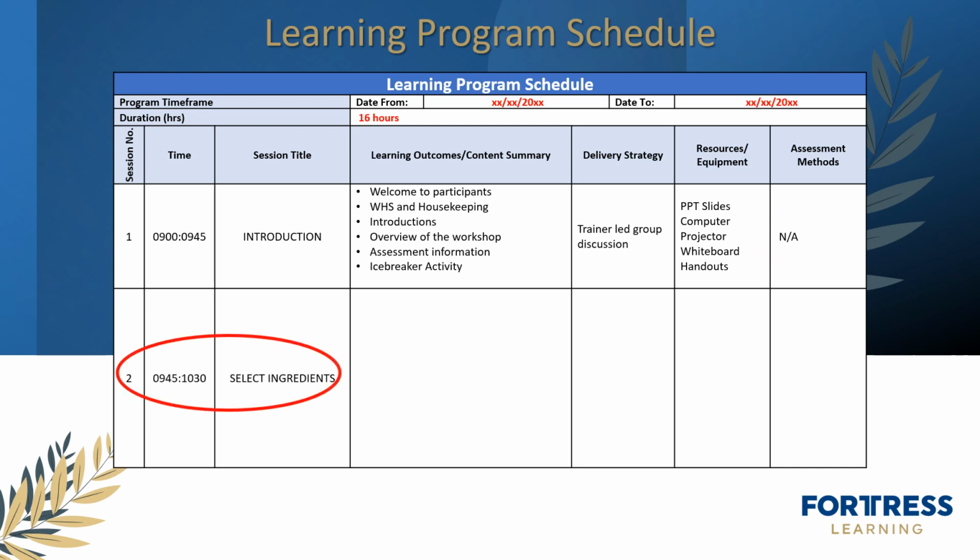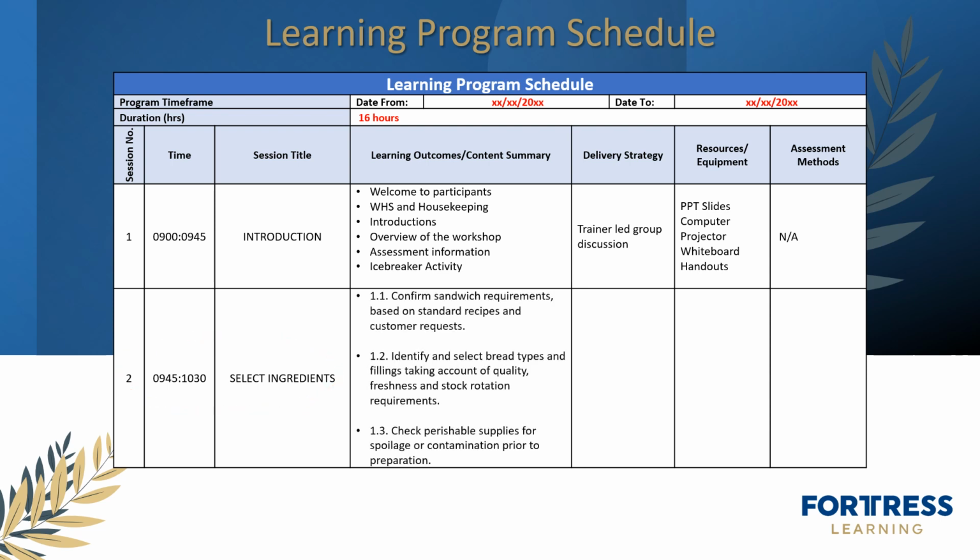Next, we table session 2, which is the first element from the unit. We include the learning outcomes as content for the session, covering the performance criteria of this element. This information can be further contextualised for the learner group to reflect familiar terminology, procedures, or equipment.